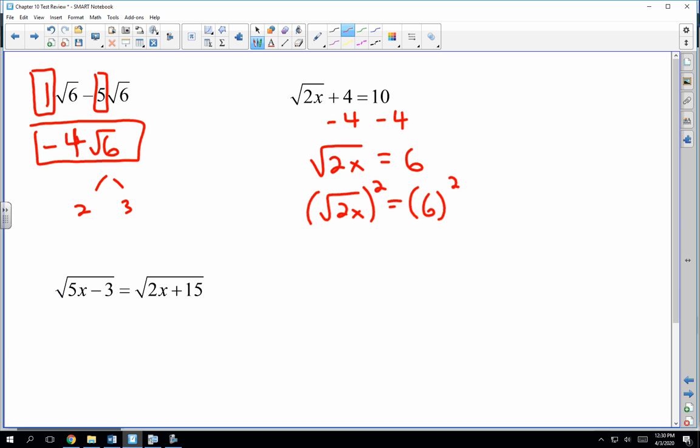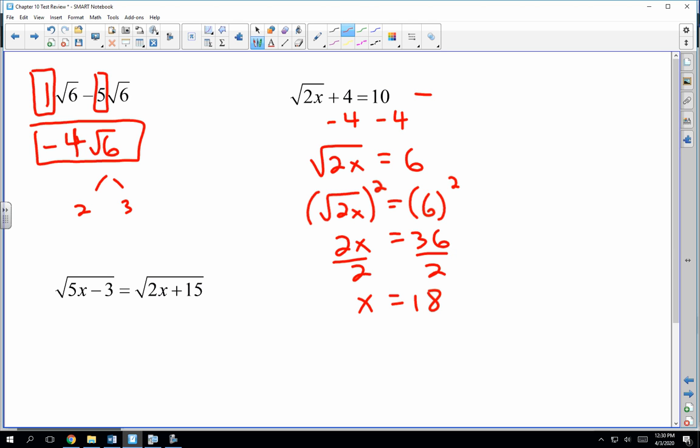And the squaring undoes the square rooting, leaving us with 2x equals 36. And then I just divide each side by 2. So x equals 18. And we're going to check 18 in the original, just to see if it works or not.